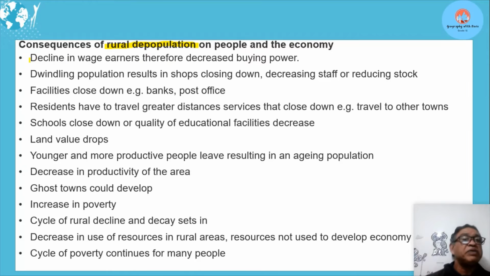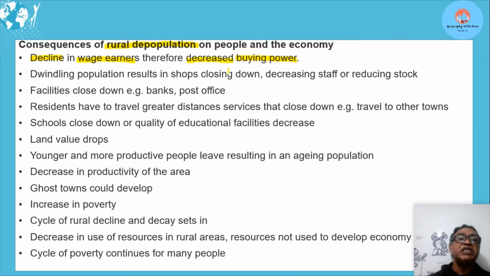So, what happens when people leave or the number decreases in the rural areas? Number one, decline in wage earners. People who are earning, generally it's more younger people that leave, not the old people. They go away, and there's a decrease in buying power.